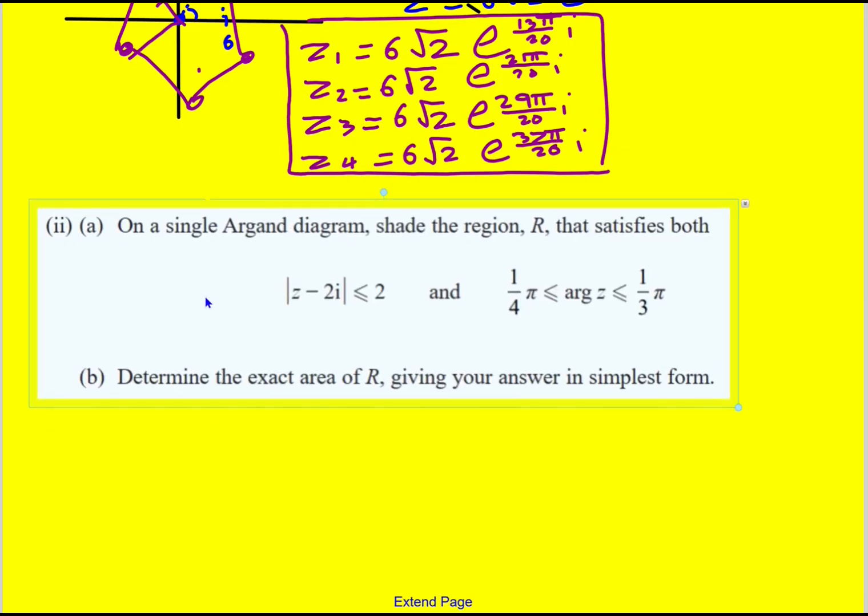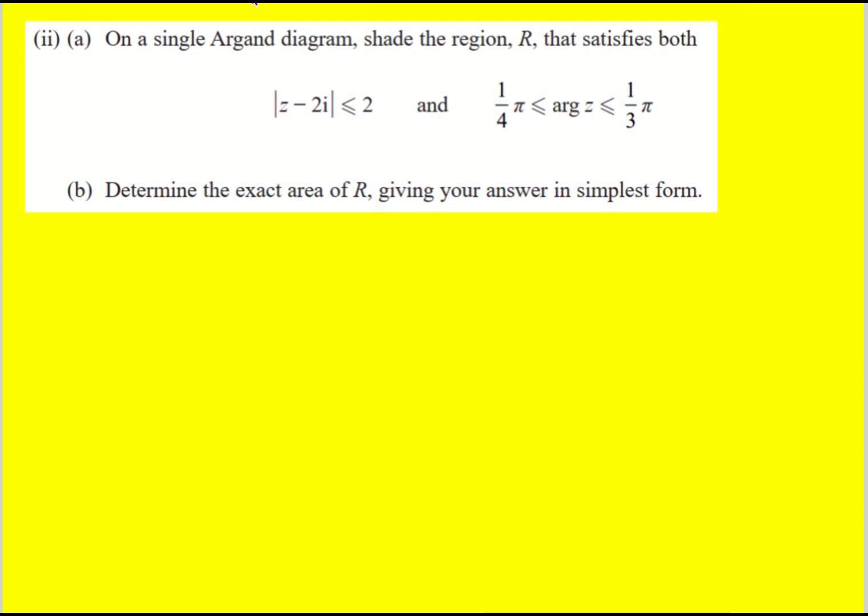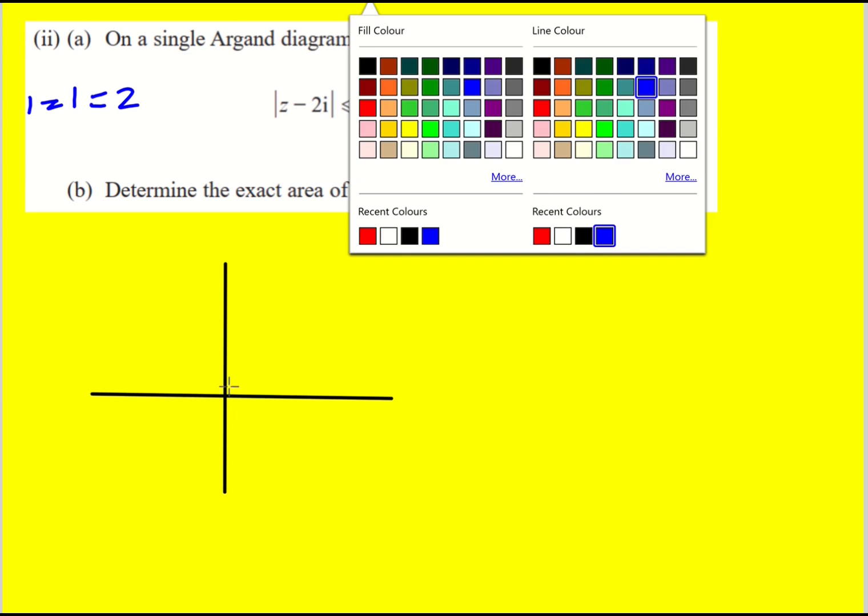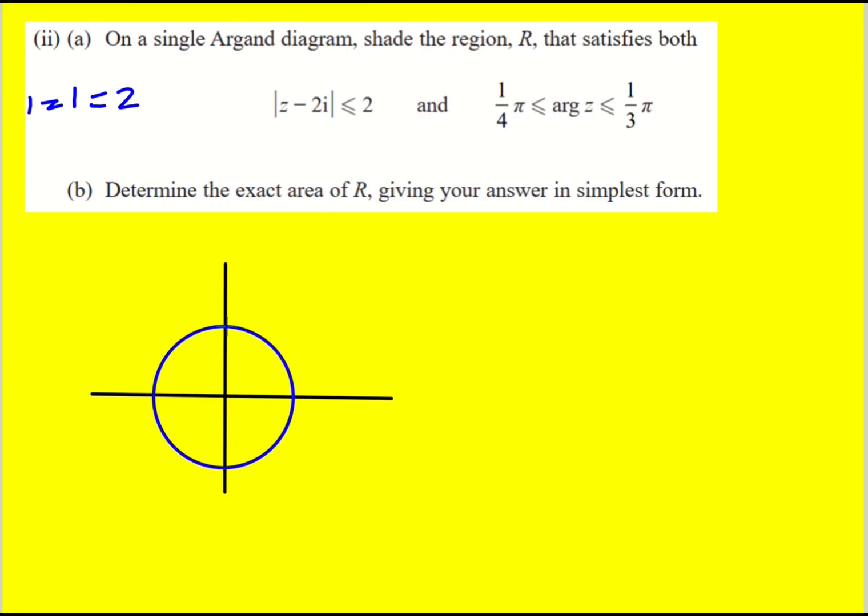Now this next part has nothing to do with what we've just done. We're asked to draw an Argand diagram and shade a region that satisfies these 2 loci. So let's take a look at the first one, and we'll build it up. If we had to draw the modulus of z equals 2, that's all my complex numbers with a length of 2, and it would actually give us a circle centered at the origin. That's when it's equal to. Less than or equal to would then be the whole area inside.